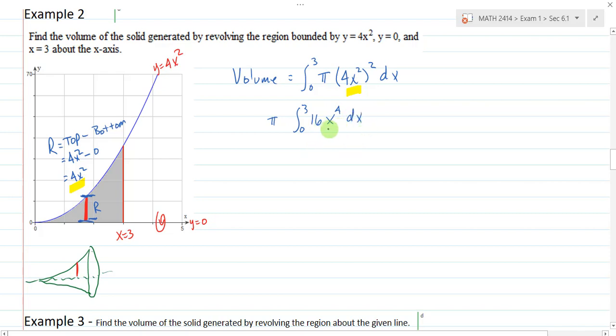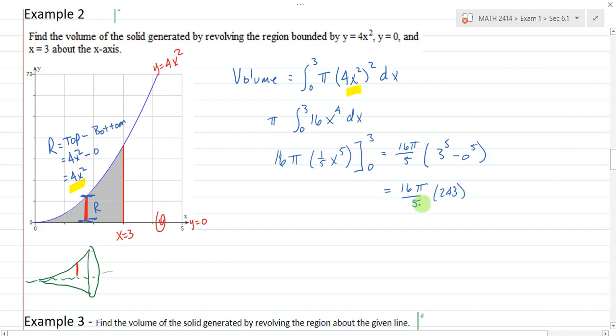So when I integrate this, I still have my pi here. And then I have a 16. I could pull the 16 out as well. And when I integrate x to the 4th, I get 1/5 x to the 5th. And we evaluate this from 0 to 3. That's going to give me 16 pi over 5 times 3 to the 5th minus 0 to the 5th. So that's going to be 16 pi over 5 times what's 3 to the 5th? This is why God gave us calculators.